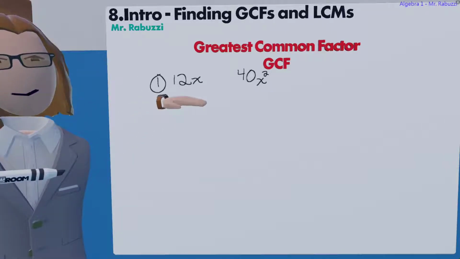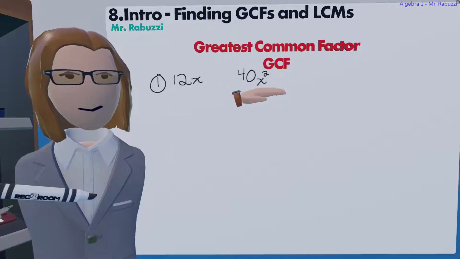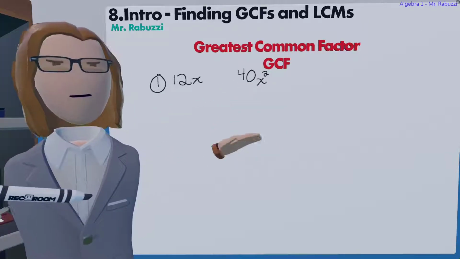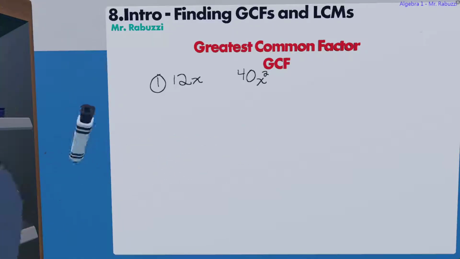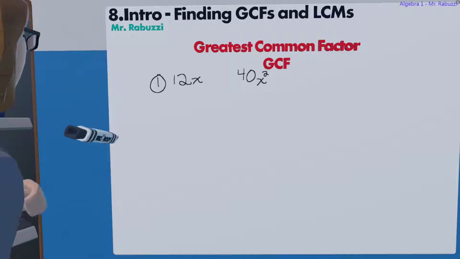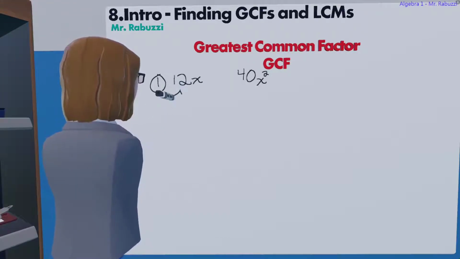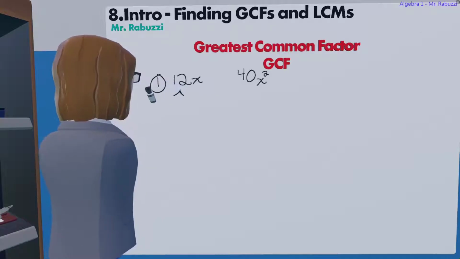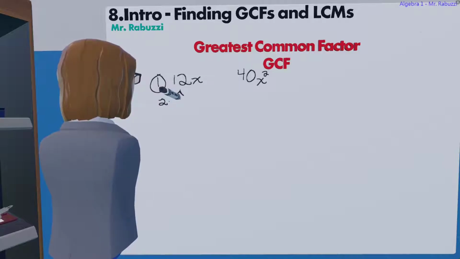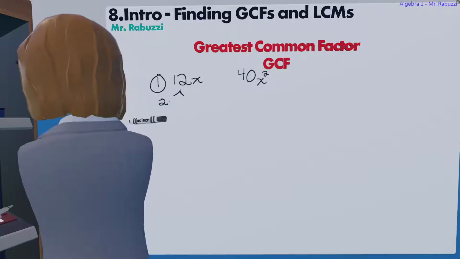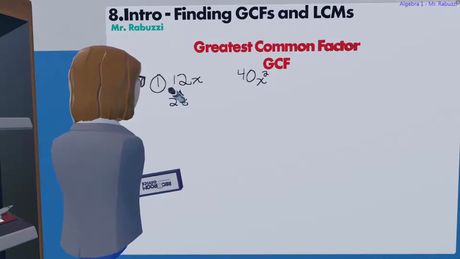So we're going to break this into factors, and we're going to break this one into factors, and then we'll check if they have any matching pieces. Okay? So let's start with 12x. What can I split 12 into? Well, 12 is 2 times 6. Let me grab my eraser. 2 times 6.